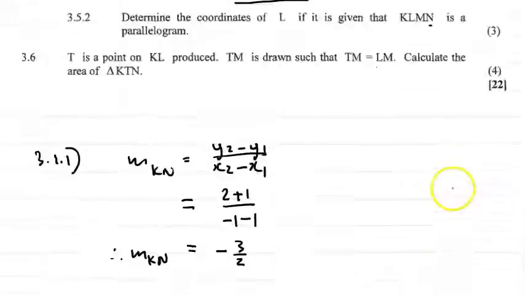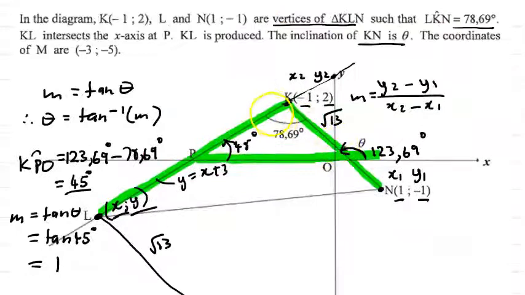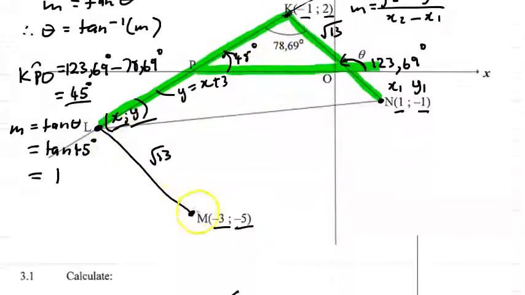Let's look at 3.5.2. In 3.5.2 it says determine the coordinates of L, if it is given that KLMN is a parallelogram. So let's go look at KLMN. So let's join KLMN. We're just joining M and N now.